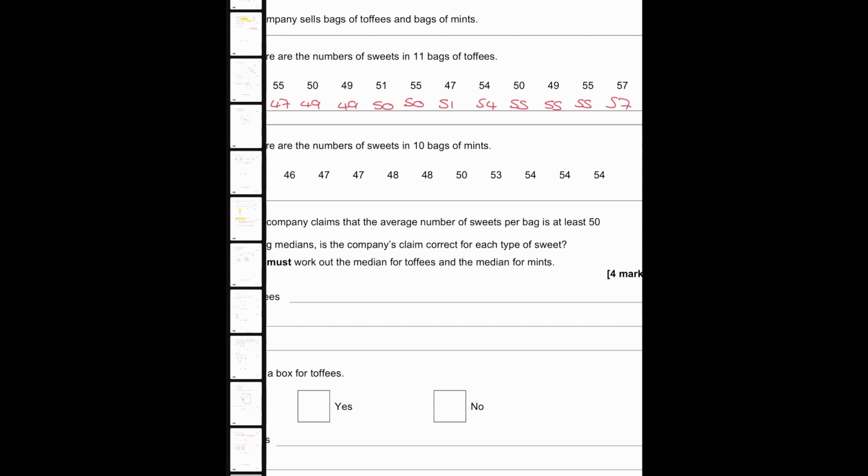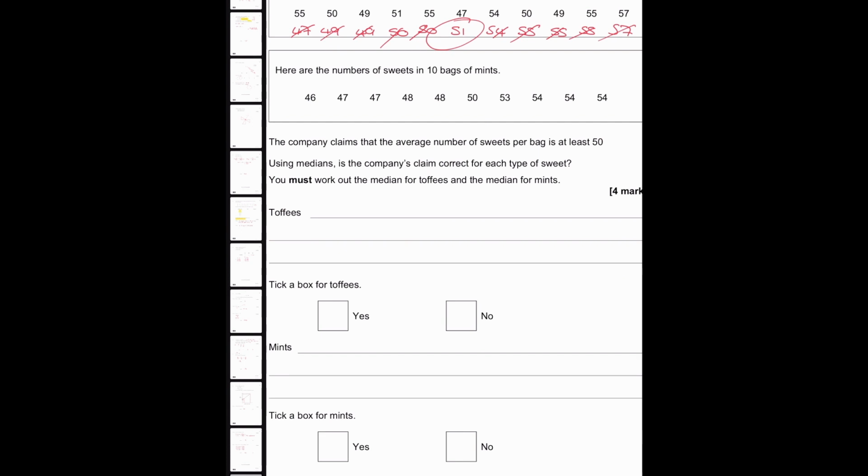The median is the number in the middle, so let's cross out from each end until we get to the middle. This means our median is 51, which is greater than 50, so he is correct for toffees. Now let's do the same for mints. The mints are already in order, so we simply need to cross off until we get to the middle.